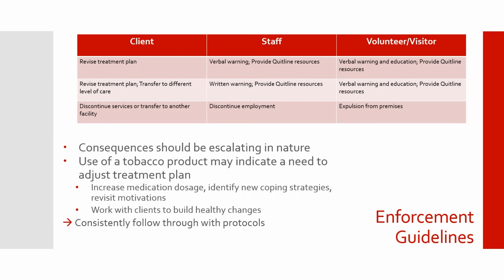Initially, however, if someone is using a tobacco product, it's likely indicating that they need an adjustment to the treatment plan. Maybe they need to try a different medication or increase their medication dosage. Maybe they need to identify new coping strategies, or revisit what their motivations are to build new healthy coping skills. But likely initially it's going to indicate a need for adjusting the treatment plan.